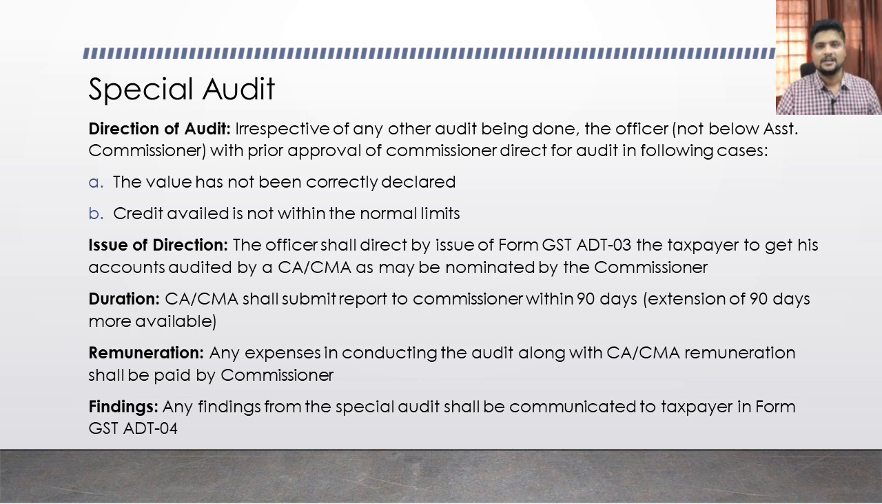the commissioner. The assistant commissioner, or any officer not below the rank of assistant commissioner, can issue a direction. If he is an assistant commissioner, then he has to take prior approval from the commissioner before issuing a direction to conduct a special audit.